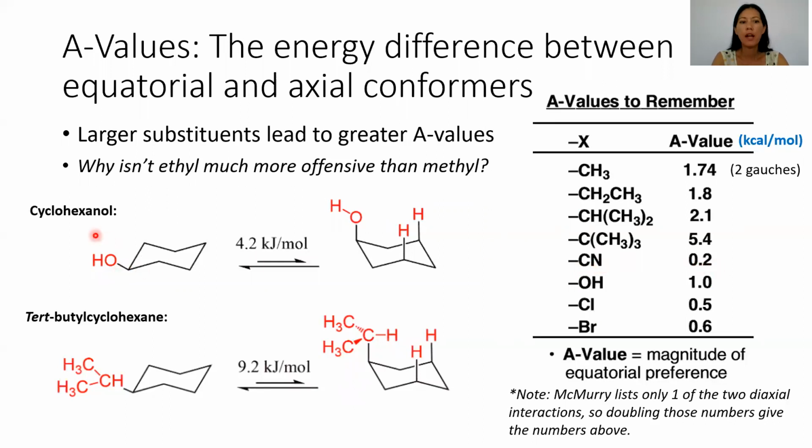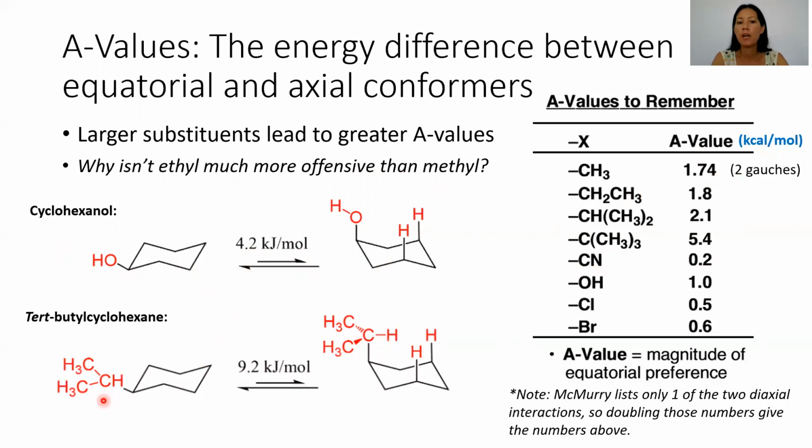So you have here an OH group in this cyclohexanol, this alcohol. The equatorial is going to be favored. You can see that by the double-headed arrow. And the axial is less favored by 4.2 kilojoules per mole. Here, notice that the units are a little different. Here it's kcals, here it's kilojoules.